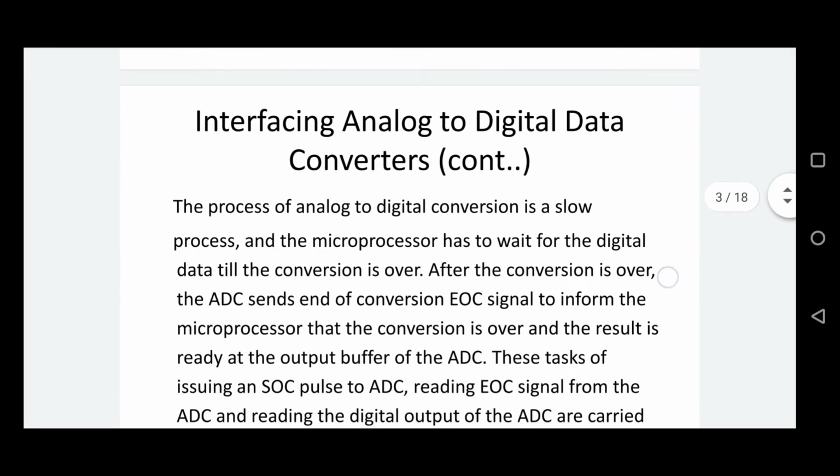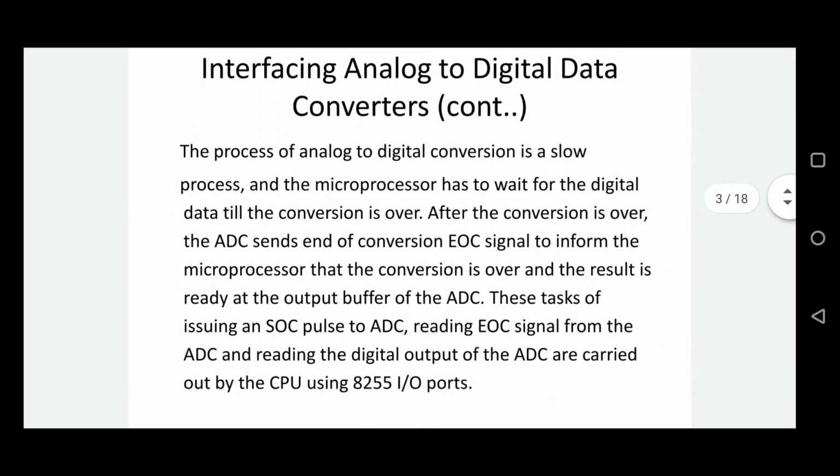Okay, so now see the slide. The process of analog to digital conversion is a slow process, because the microprocessor has to wait for the digital data till the conversion is over. After the conversion is over, the ADC sends an end of conversion, that is EOC signal, to inform the microprocessor that the conversion is over and the result is ready at the output buffer of the ADC. So this is the mechanism of conversion of the ADC.